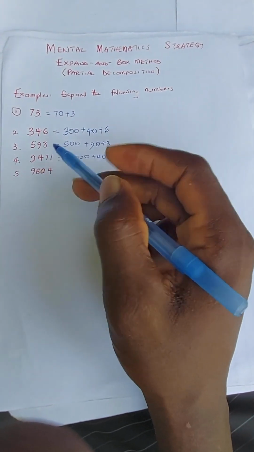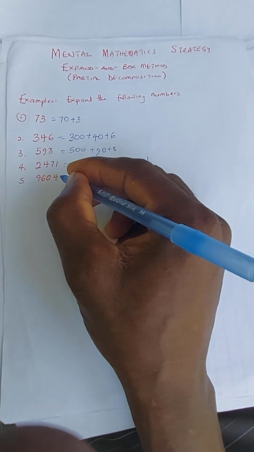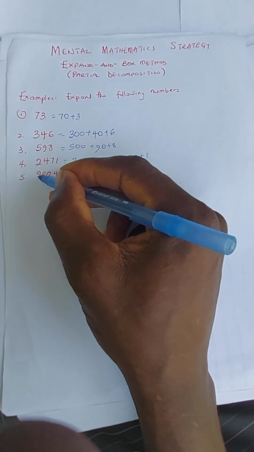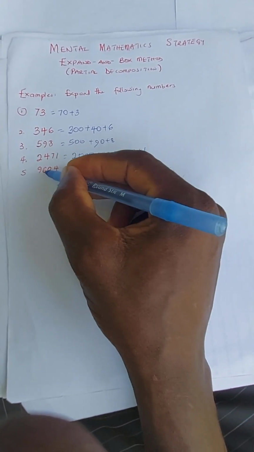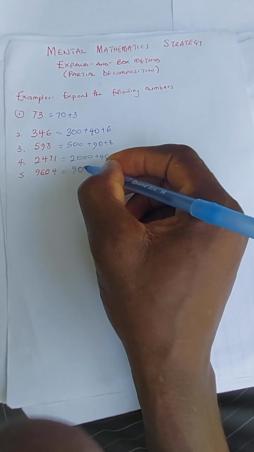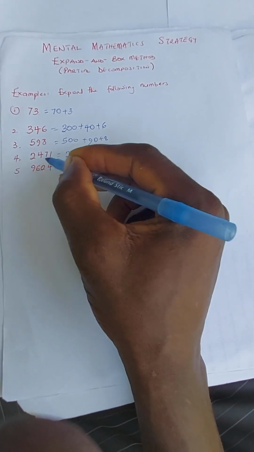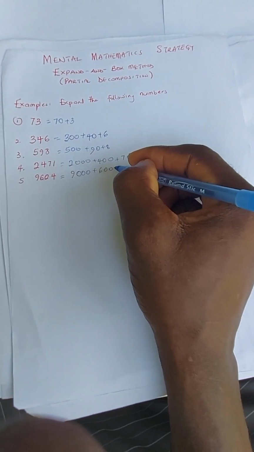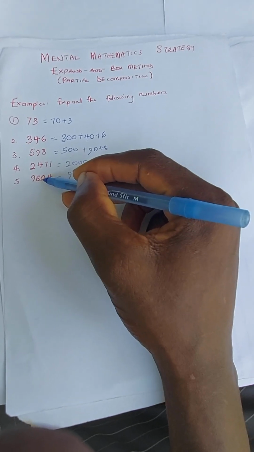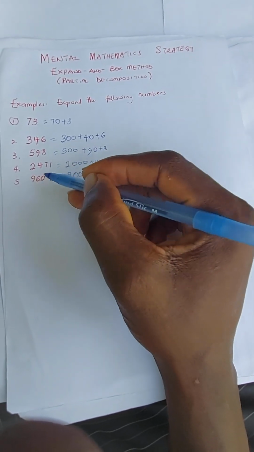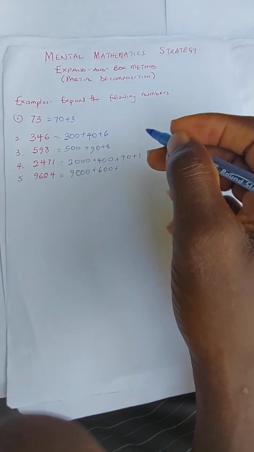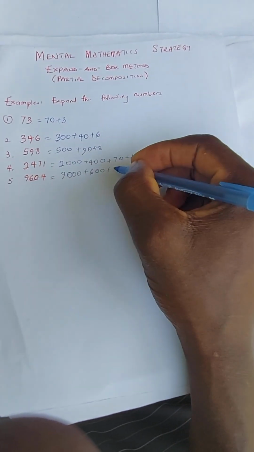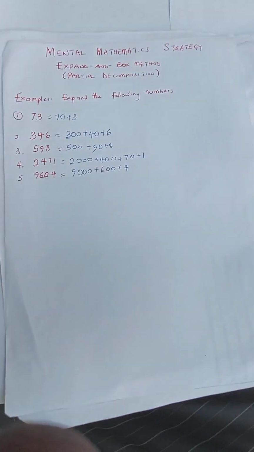Now in the last example, 9604. So write 9 down and change the next 3 digits to zeros. So you get 9000 plus 6. And change these 2 digits to zeros. So 600 plus. Now the third digit here is 0. You can decide to write it or to leave it. It will still give you the same answer. So we are leaving it out. Then plus 4. I hope you understand.